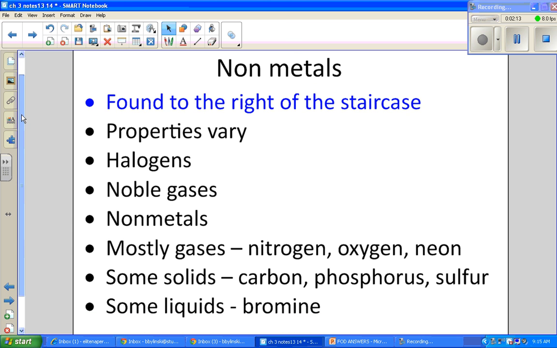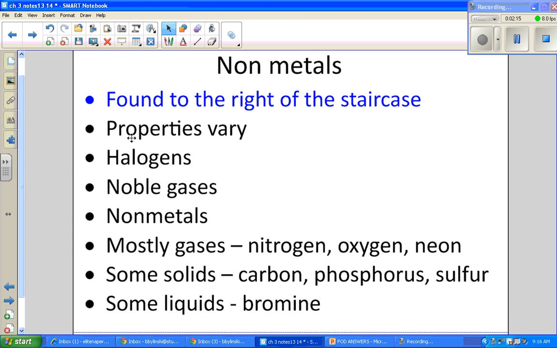Nonmetals are found to the right of the staircase. The properties vary, and the groups include halogens, noble gases, just general nonmetals. And these are mostly gases like nitrogen, oxygen, neon. Some are solids like carbon, phosphorus, or sulfur. And there are a few liquids like bromine.